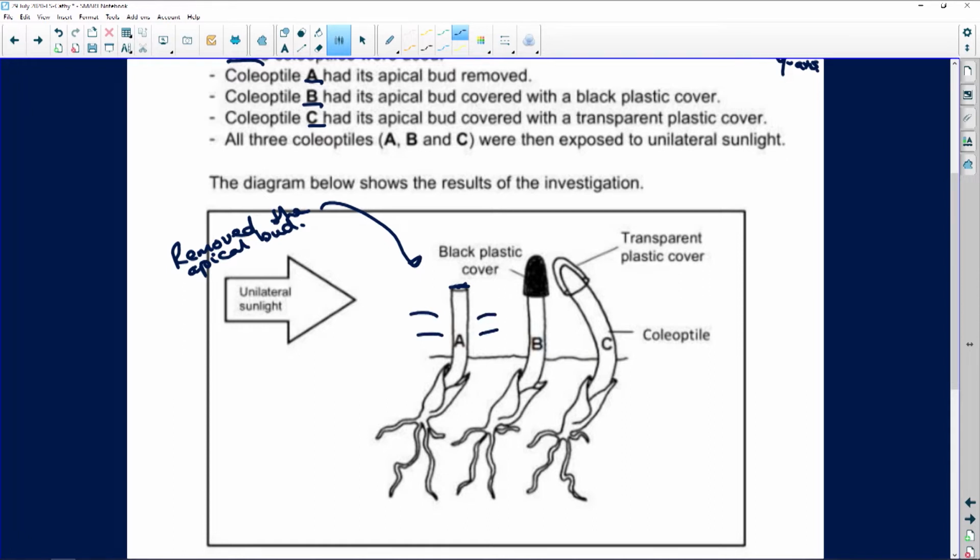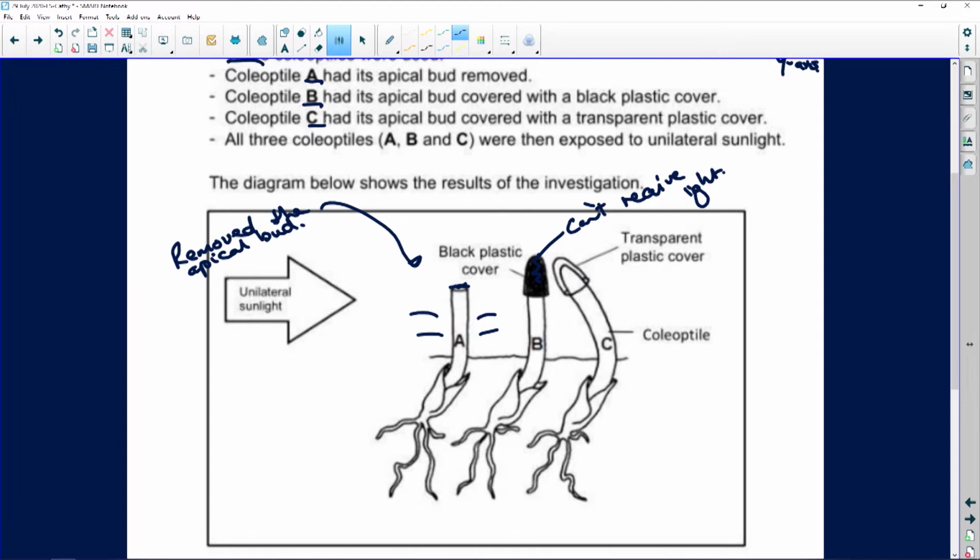We will then have the lateral buds developing. Here, this one, B, they've covered with plastic, and if it's covered, it can't receive light. So how is that going to ensure that the plant grows upwards? They may as well have cut the tip off. It's about the same effect. And then this little one, C, is covered with a transparent plastic cover. So therefore, it receives light.